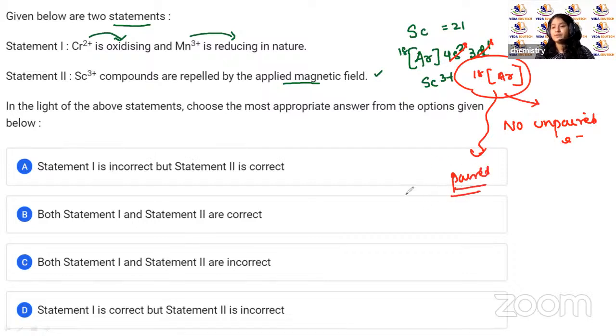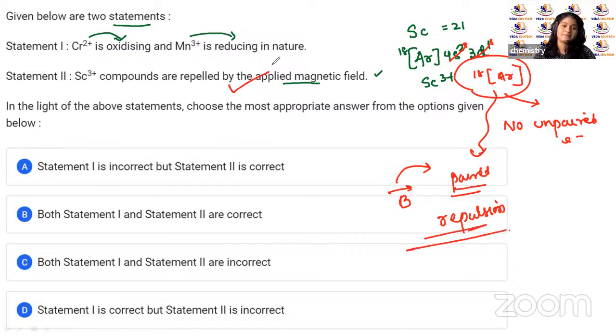So obviously, when your magnetic field is approaching, there will be a lot of repulsion. So can I say that statement 2 is correct? Statement 2 is correct, right? Wherever you see that statement 2 is incorrect, those options are going to be false. This is not going to be your answer, right?